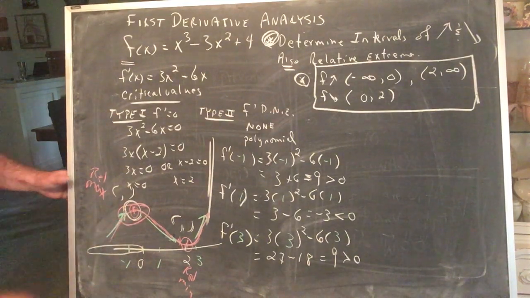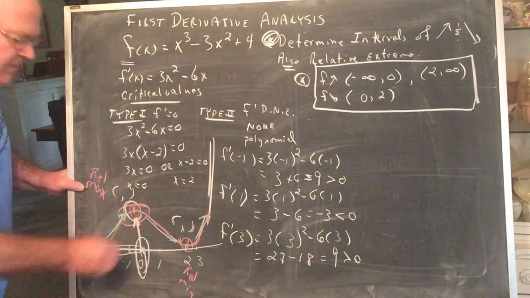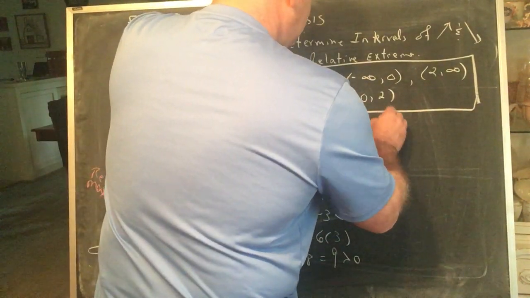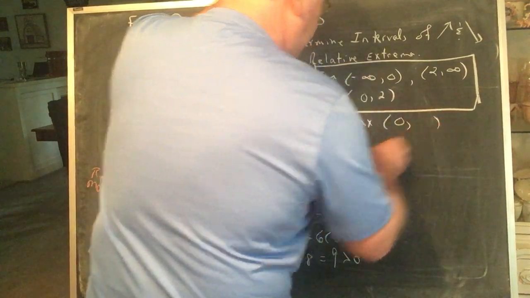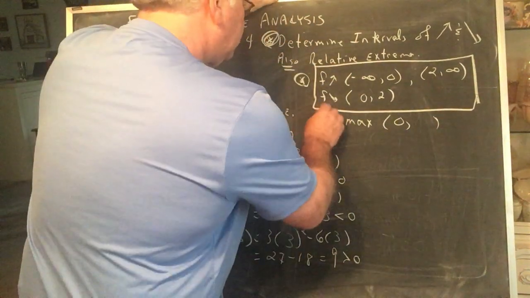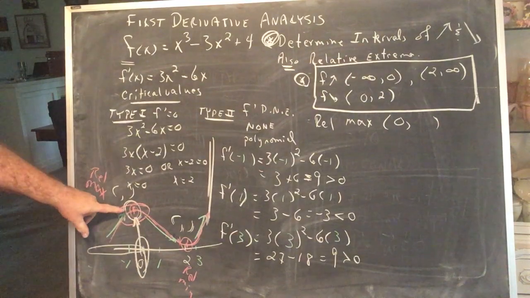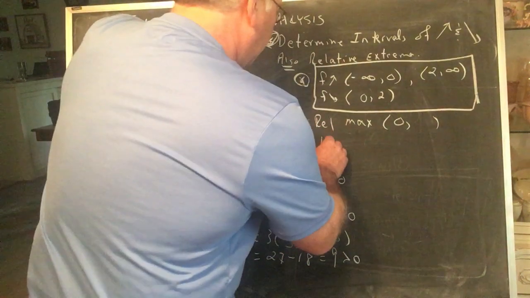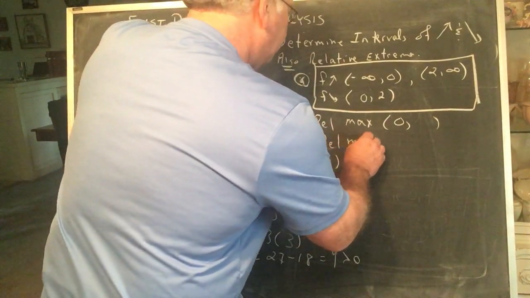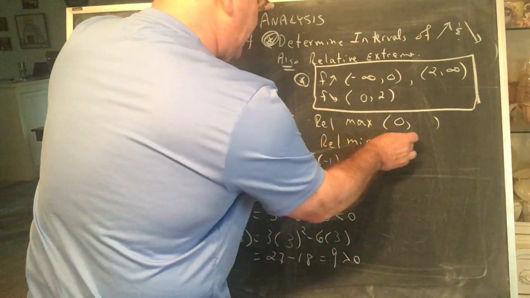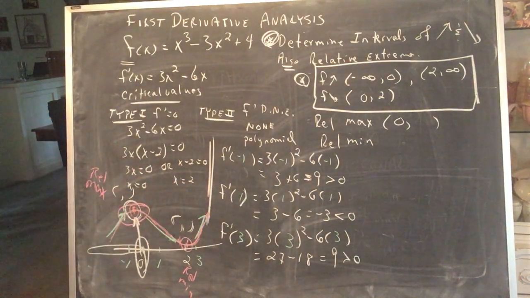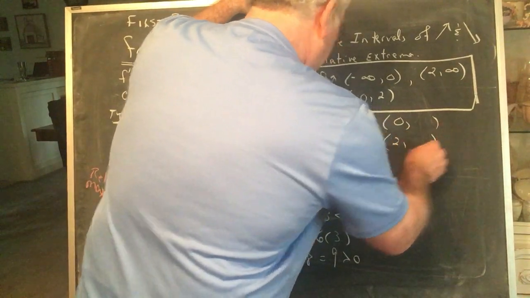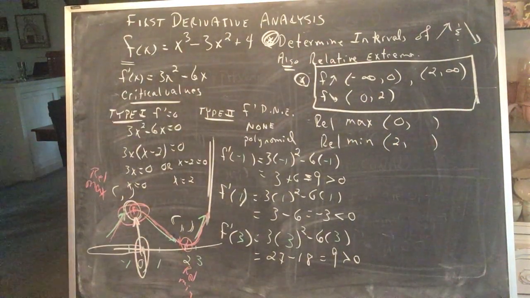The relative maximum we know occurs when x is equal to 0, if it actually exists here. So the maximum is going to be at 0, comma, and we're going to find that number. This is a relative maximum because this is not necessarily the absolute maximum of the function. And then we also have a potential relative minimum. Again, until we actually find the number, this is a potential minimum. That will occur at 2, comma, and we need to find that value.